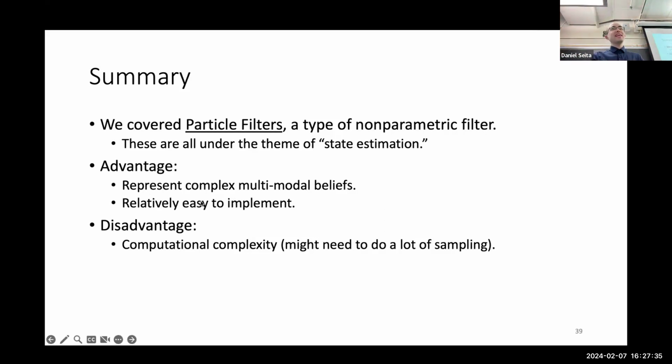And they could be relatively easy to implement because you're implementing a set of particles, then maybe you can do stuff like vectorize things to make it a little bit easier and faster to run, but you might still have to do a lot of sampling. Yeah. And then there are also other issues that we talked about, like the deprivation issue. And so practitioners will have to consider that when they work with particle filters.